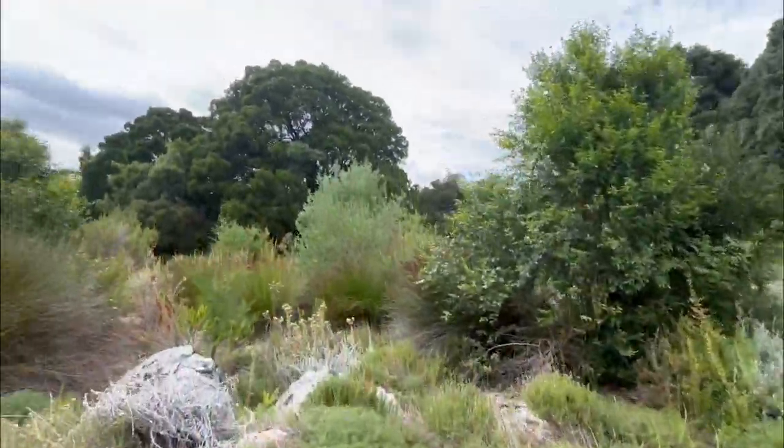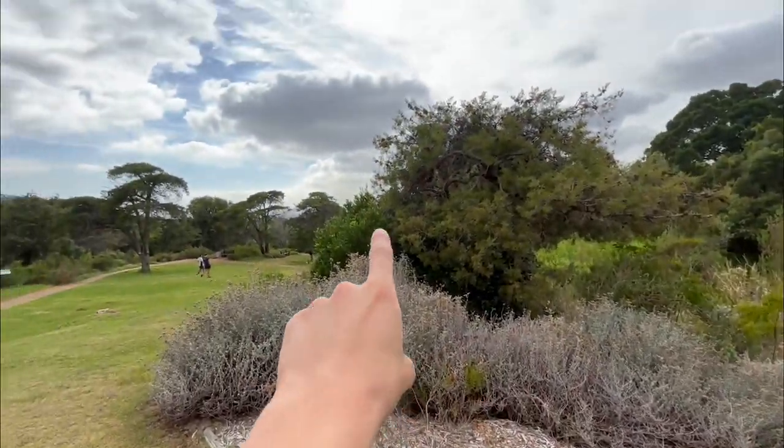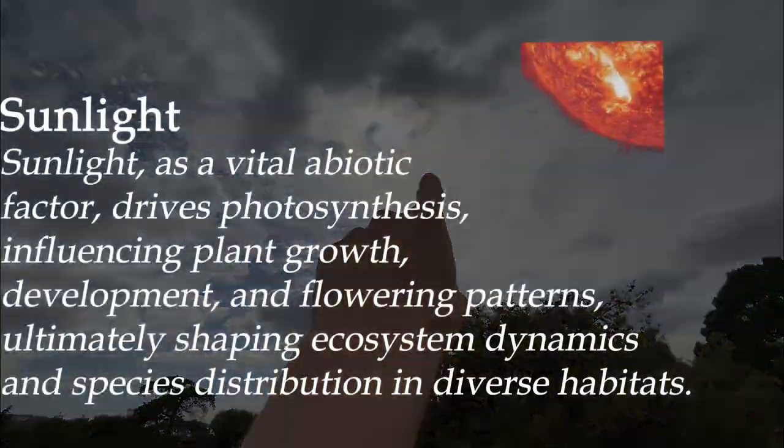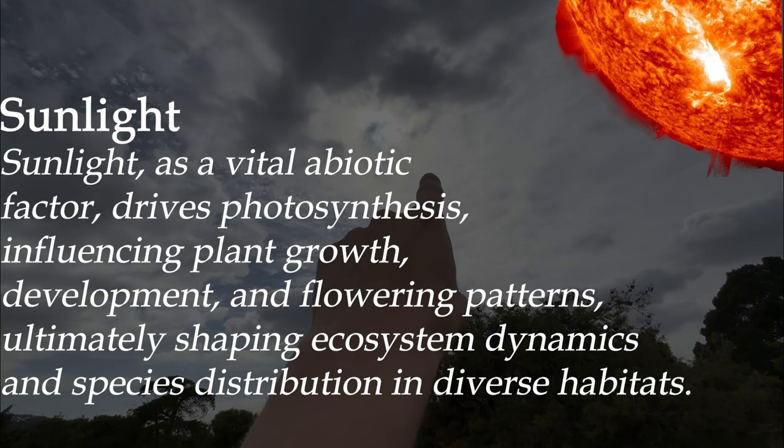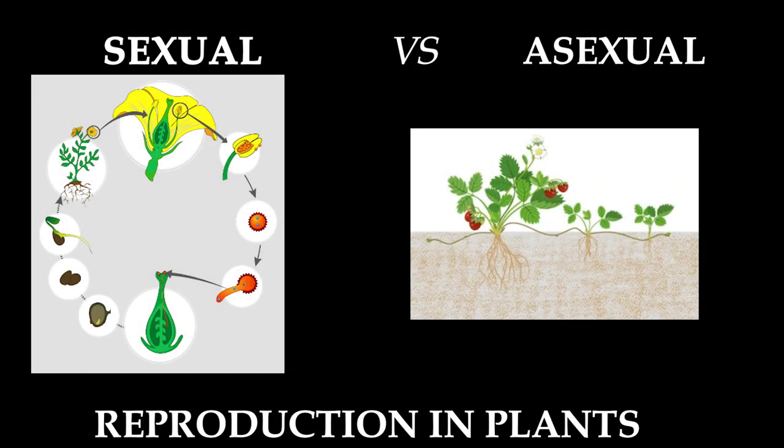Next up, sunlight. It is a vital abiotic factor that drives photosynthesis, influencing plant growth, development, and flowering patterns, ultimately shaping ecosystem dynamics and species distribution in diverse habitats. Sexual reproduction in plants involves the fusion of male and female gametes, leading to genetically diverse offspring through meiosis and fertilization, while asexual reproduction results in genetically identical clones of the parental plant.